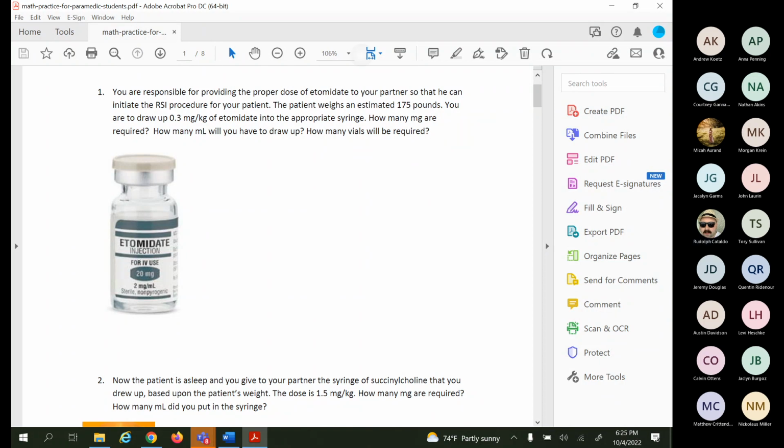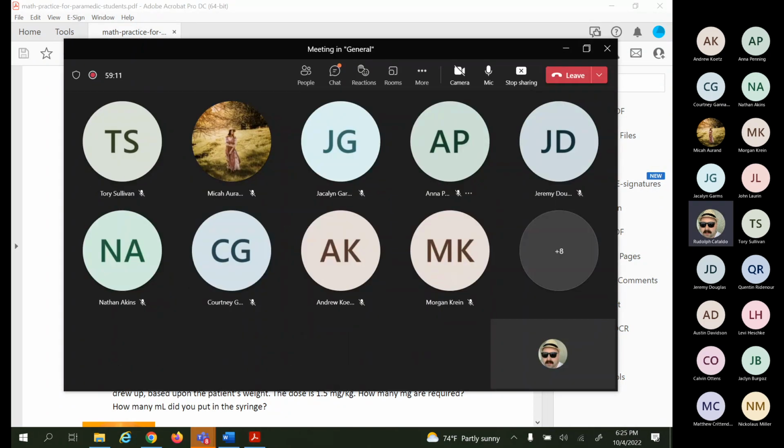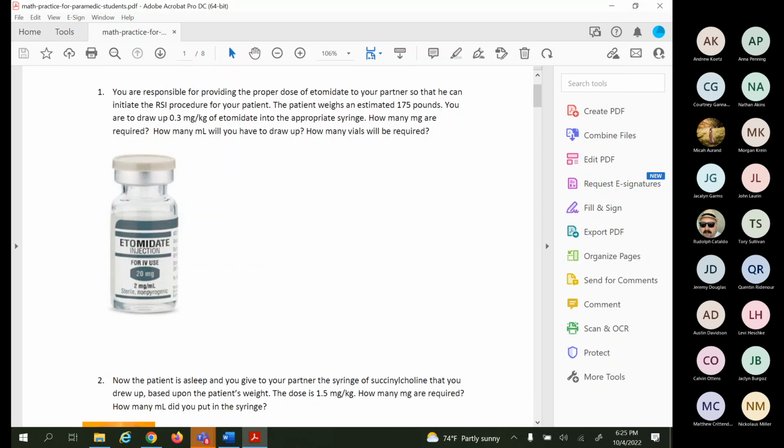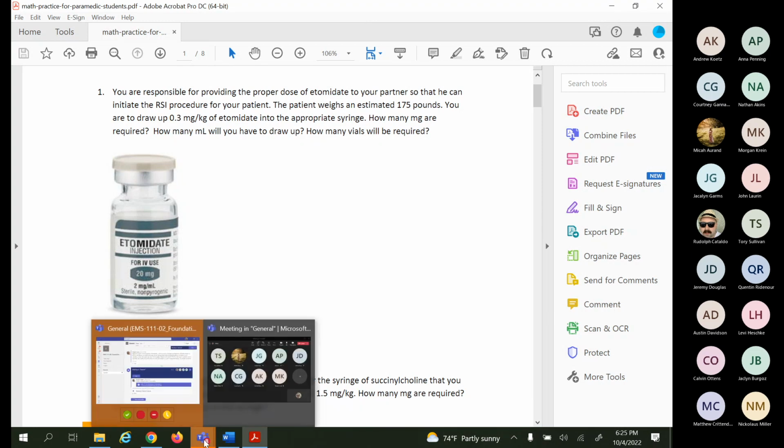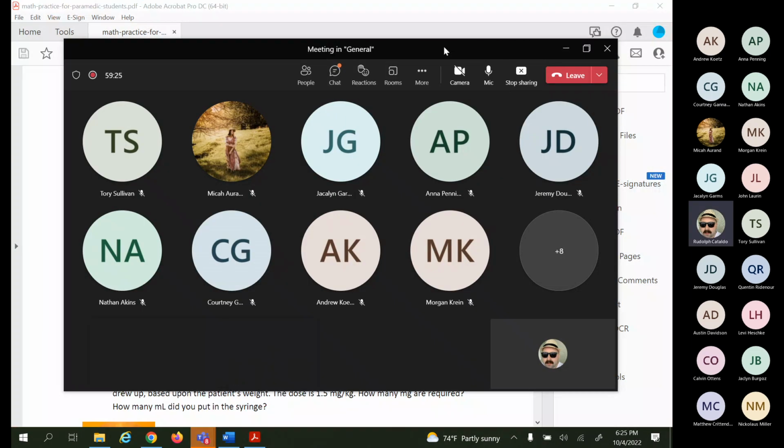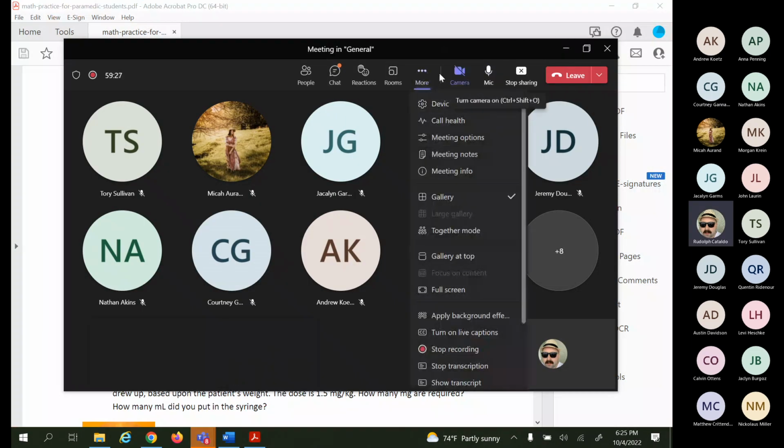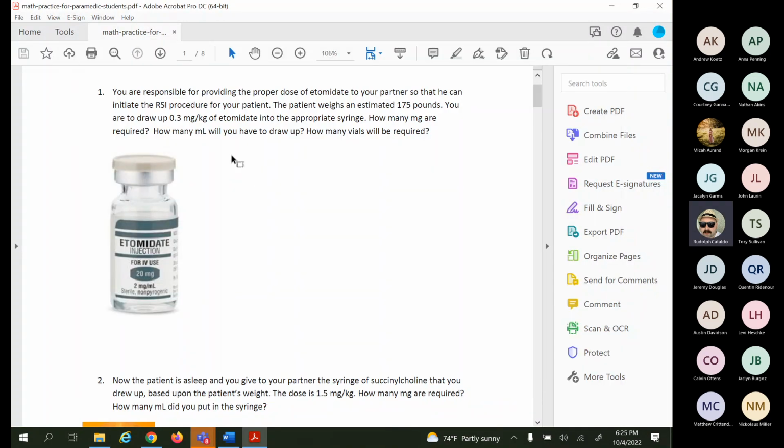So, let's see if I can. See if we can draw on this bad boy. I still haven't mastered this Teams thing yet, so I apologize. Okay, I'll just go through it with you.